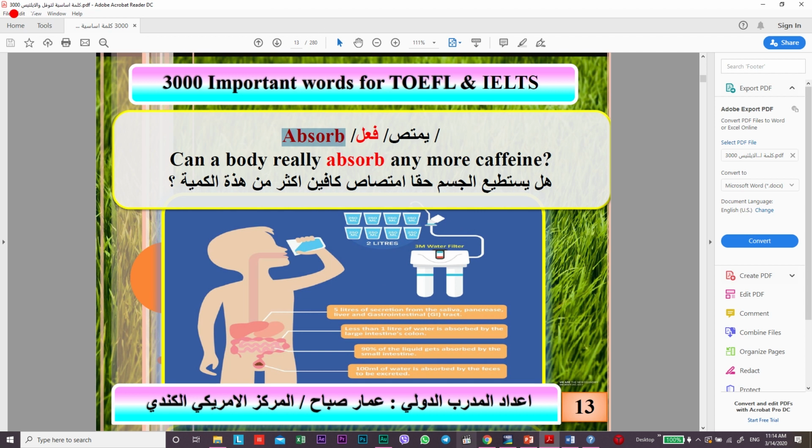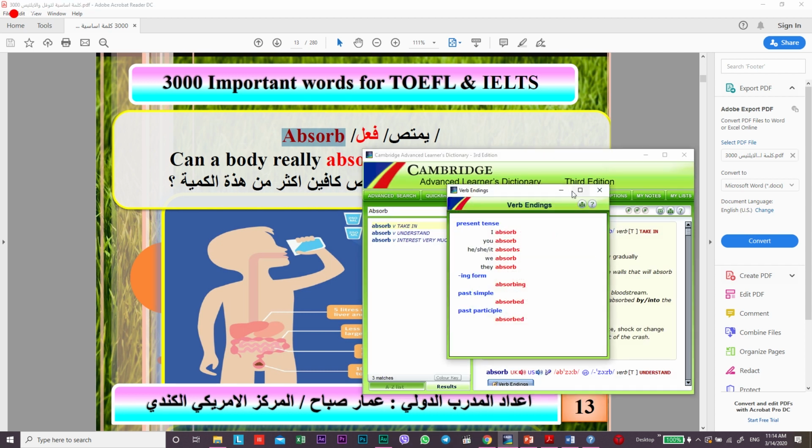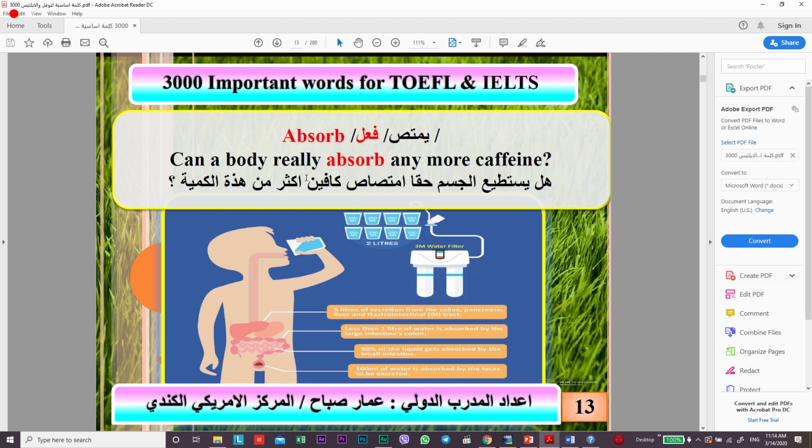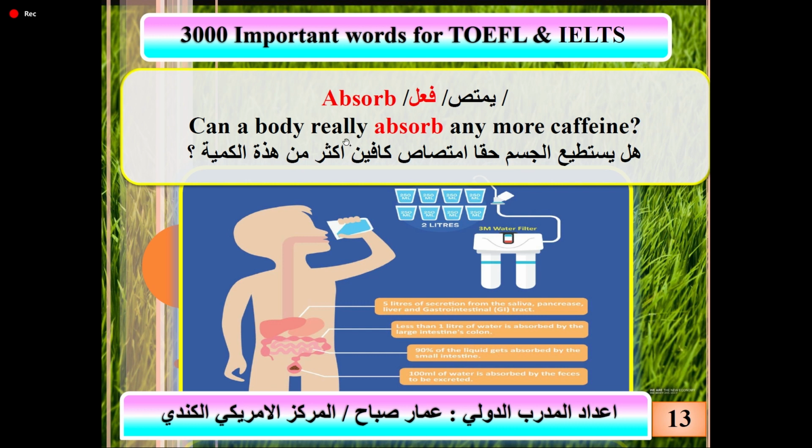So let us see this example. Just let me see the form of this verb: verbing and observed, the past participle. So, can the human body really absorb any more caffeine? Observe, absorb, absorb any more caffeine. Clear? Let's read together: can the body really absorb any more caffeine?